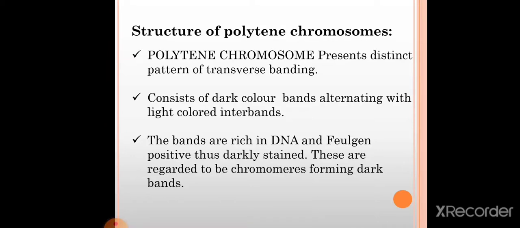So the ones which are darkly colored are called dark bands, which are rich in DNA and have less amount of RNA in them, whereas the other bands which are lightly stained are called interbands, and these interbands show high concentration of RNA and lesser amount of DNA in them.